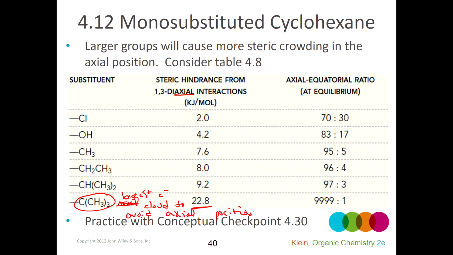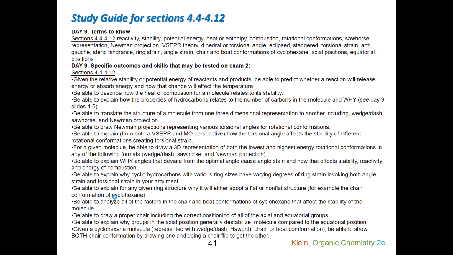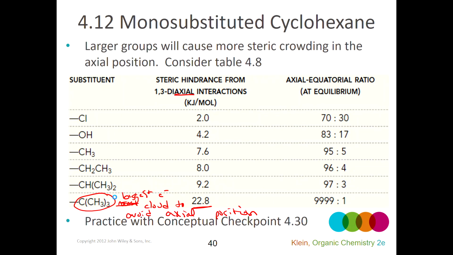Unless I'm asking you to draw the most unstable version of a structure, you always want to flip the ring until the biggest group, especially if you have multiple groups on the ring, is in an equatorial rather than an axial position. So next time, when we pick up on Thursday, we'll talk about what happens if I have multiple substituents, like 2 or more substituents on the ring. How can that ring be flipped to create the most stable and least stable versions of that chair structure?